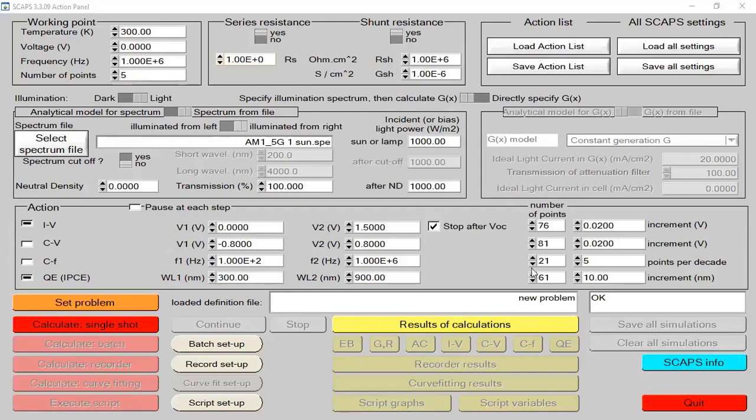So I am going to share my screen with all of you so that I can start today's lecture. Okay, dear friends, whenever you start any kind of analysis and open the SCAPS interface, it will appear like this.